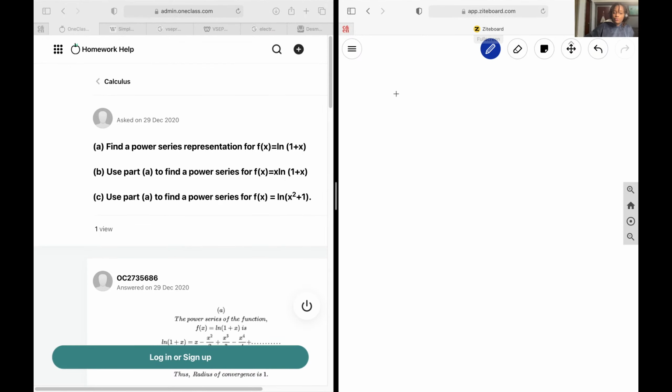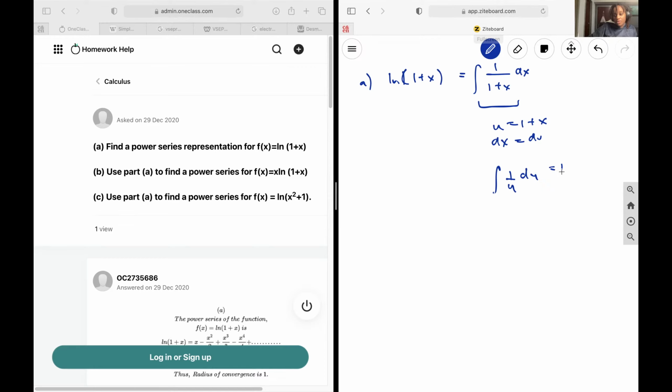Okay, next up, I would like to find a power series representation for ln of 1 plus x. I know that ln of 1 plus x is equal to the integral of 1 over 1 plus x dx. You can prove this by substituting u is equal to 1 plus x, which means dx is equal to du. It just becomes the integral of 1 over u du, which would be ln u. Then you substitute back in the u and get ln of 1 plus x.